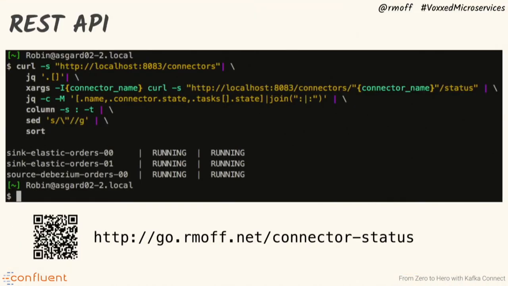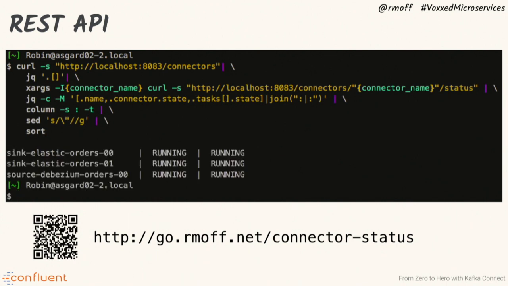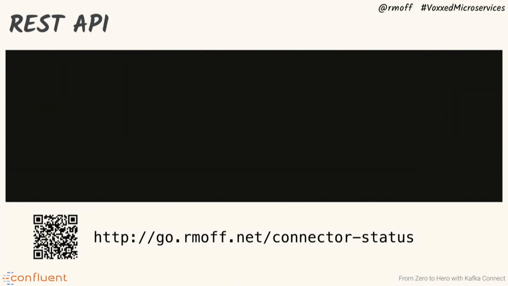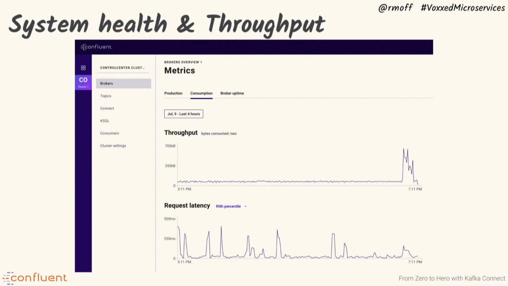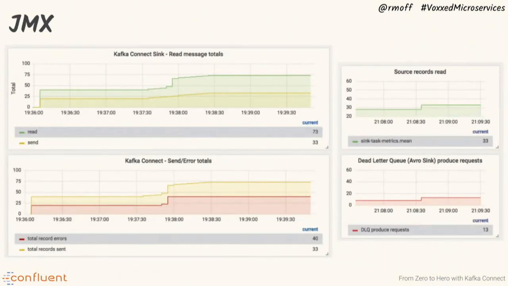To monitor what's going on, you've got the REST API, which is what I showed you in the demo. So you can basically just iterate through the connectors that exist and look at their status. You can also use Confluent Control Center to look at the throughput that you've got, to look at the lag over the different consumers, the connector tasks. And there's also JMX metrics. So you can start to kind of like really dig down into things as much as you want to.